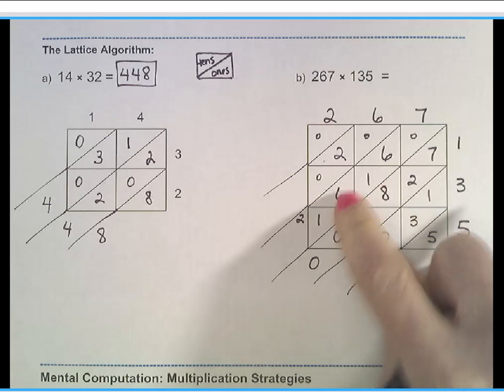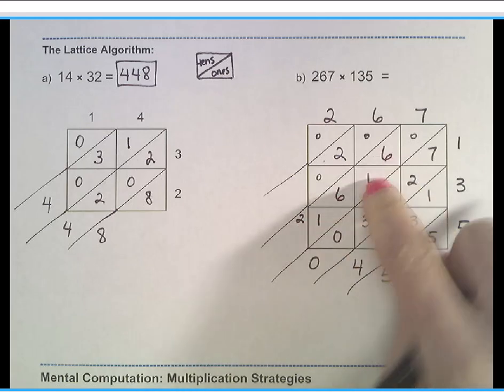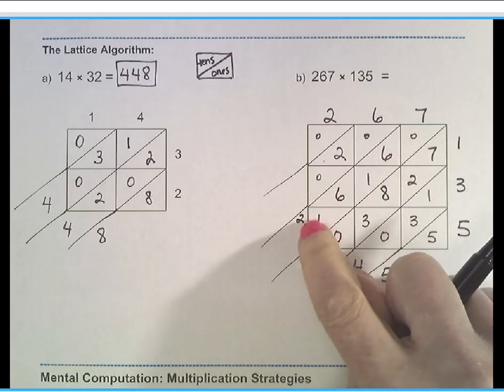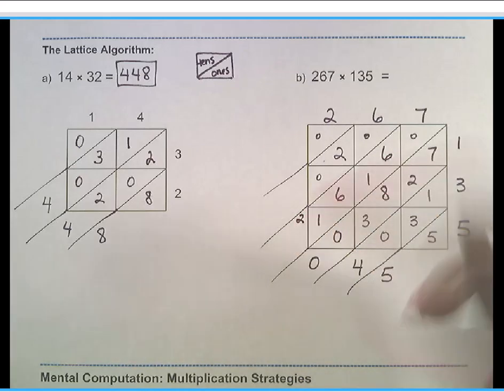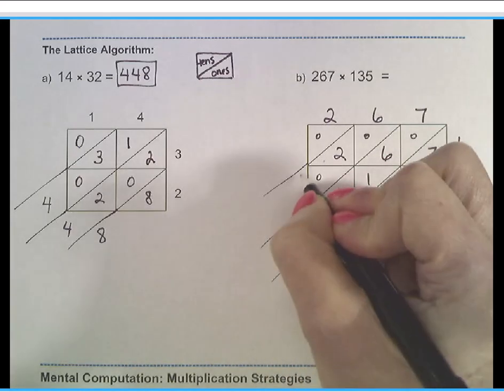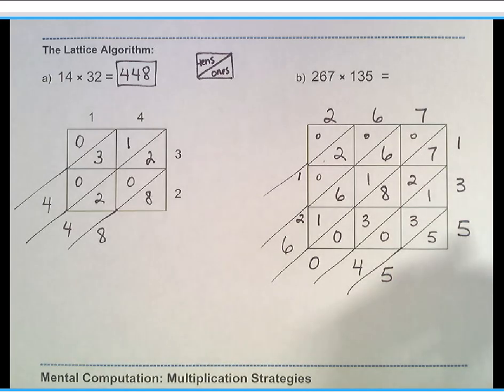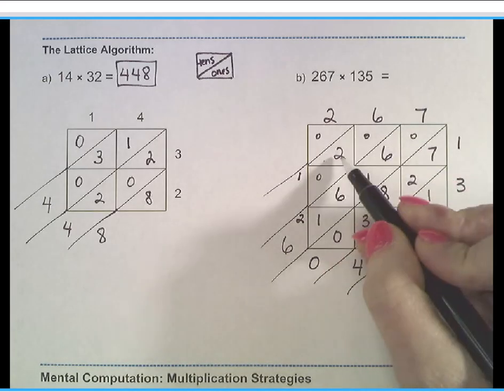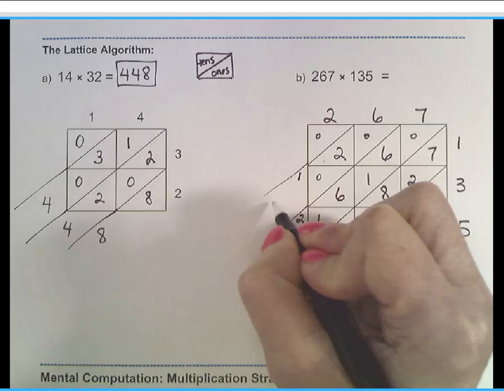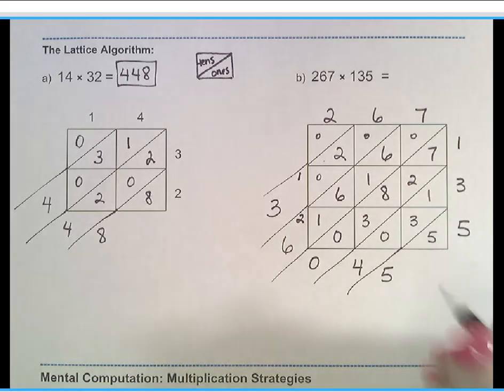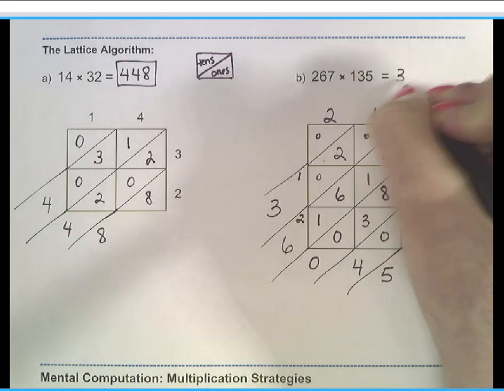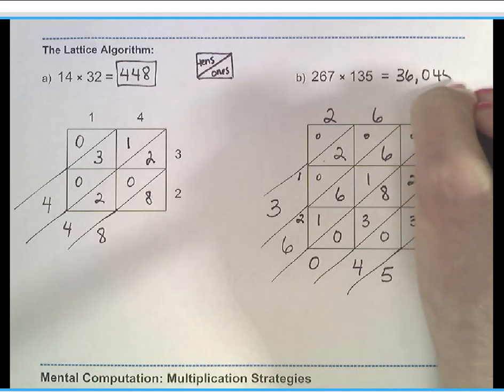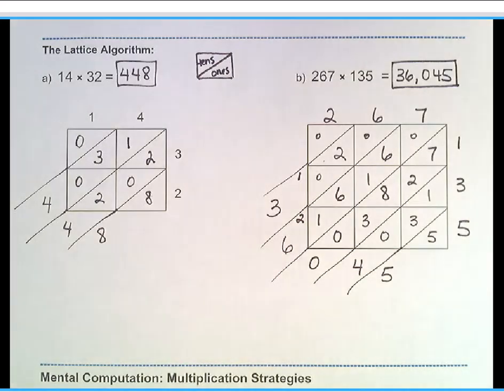6, 1, 6, 1, and 2. So that's 7 and 7 and 2 more. So 14 and 2 more. That's 16. We have to carry the 1. And then in this final diagonal, we have a 2 and a 1 that makes a 3. So 36,045.